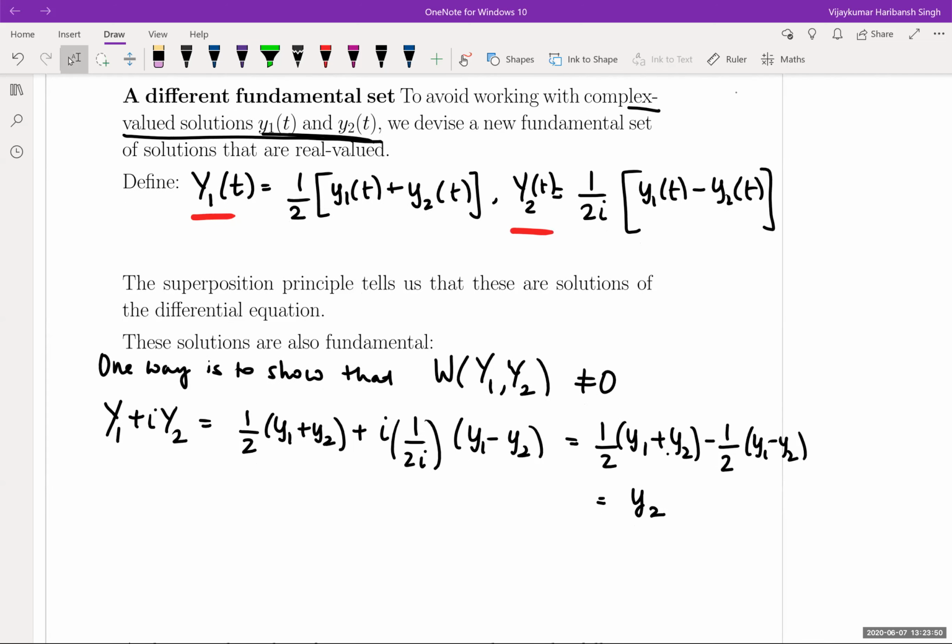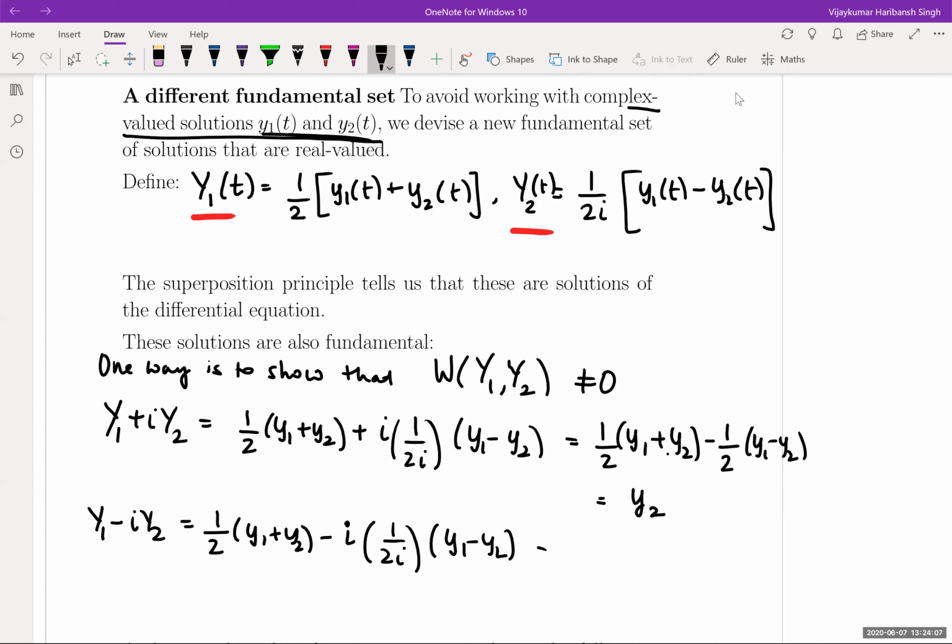Similarly, Y1 minus i Y2 is going to be half y1 plus y2 minus i times 1 by 2i times y1 minus y2. So we get half y1 plus y2 minus half y1.